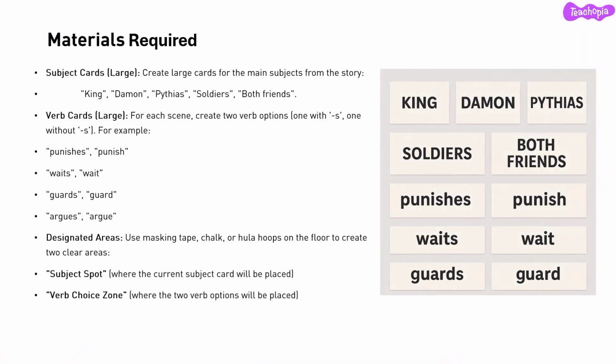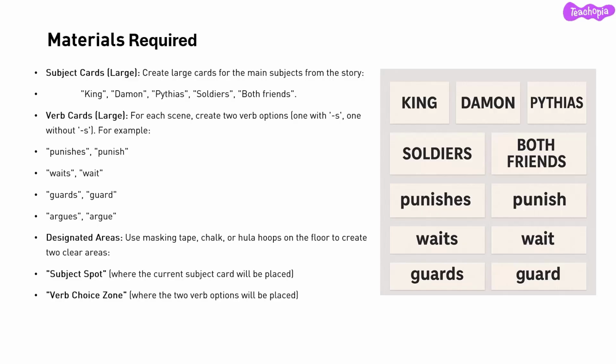The materials required are subject cards. Create a large card for the main subjects from the story, which is given in the picture. Verb cards, and designated areas using masking tape, chalk, or hula hoops on the floor to create two clear areas.